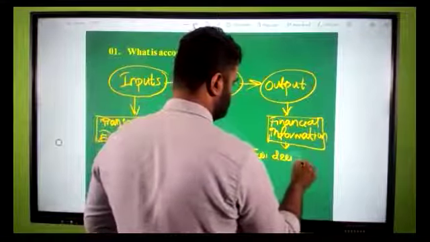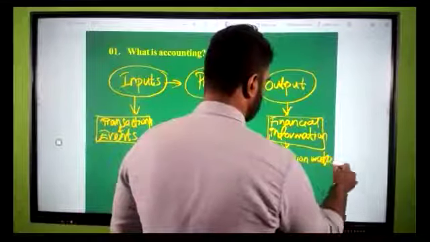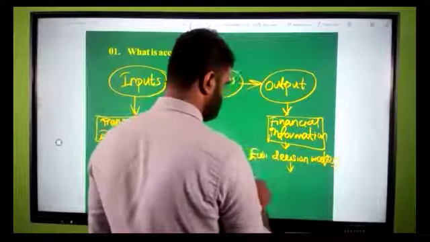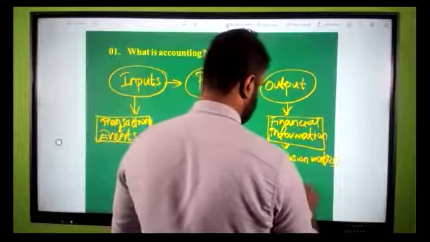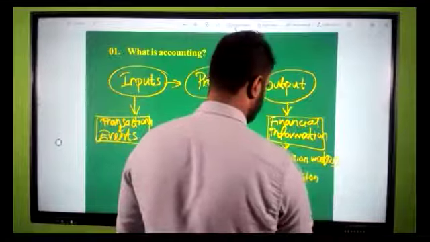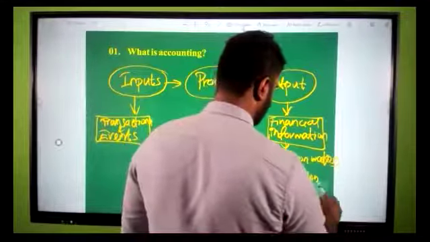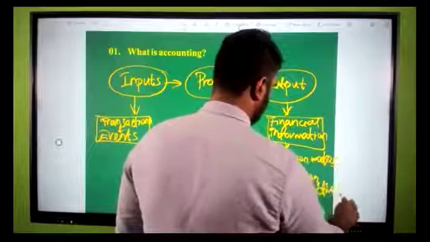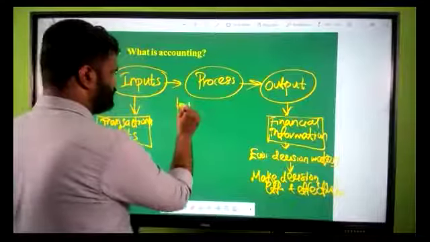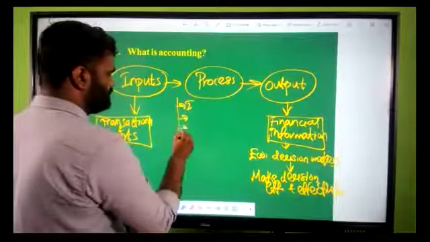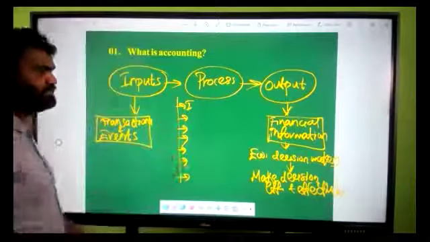Economic decision makers. What do they use them for? To make their decisions efficiently and effectively. What is the process of accounting? You know that: identifying, collecting, classifying, recording, summarizing, analyzing, interpreting, and communicating. These are the steps of the process.